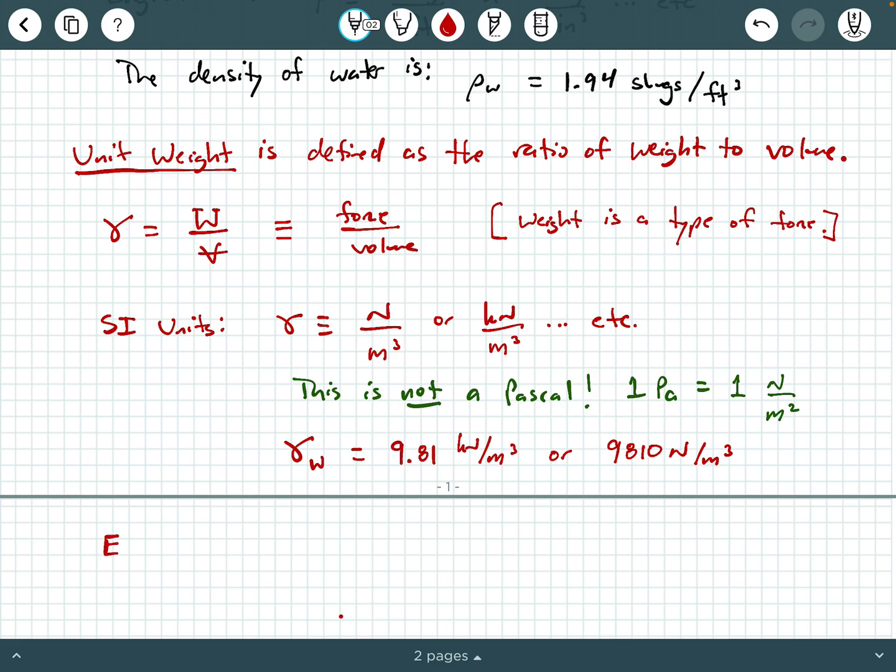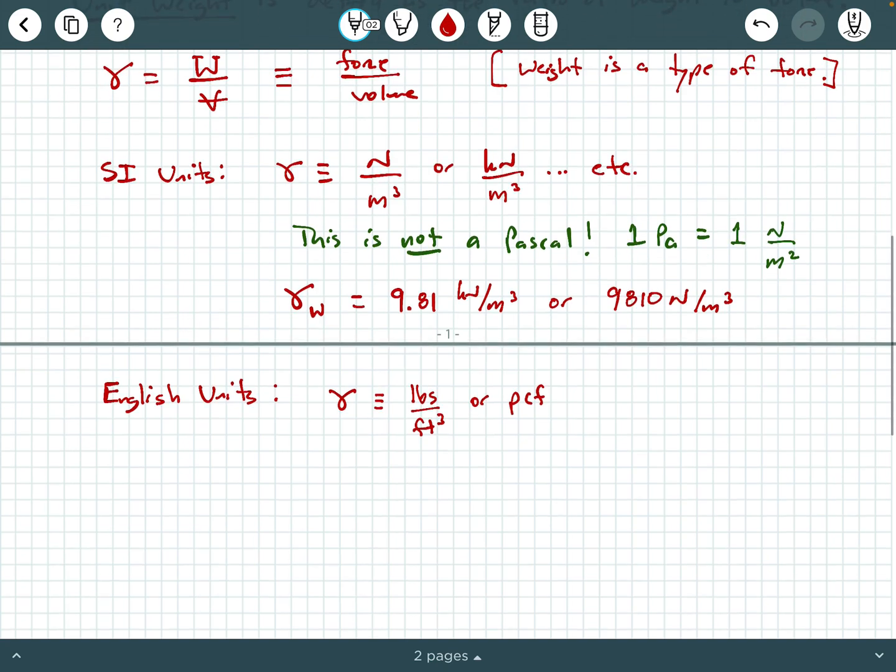Now, what about English units? So for English units, we do use unit weight quite often. We use unit weight much more often in English units compared to using density in English units. So what would the units for unit weight be in English units? Well, here we would say pounds per cubic foot, or we sometimes say PCF, okay? We also could use kips per cubic foot, or KCF. Now, this is maybe what you're more familiar with in terms of English units for unit weight.